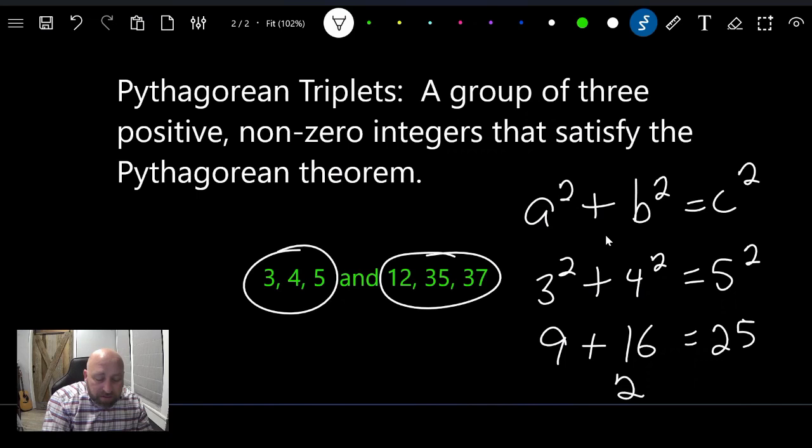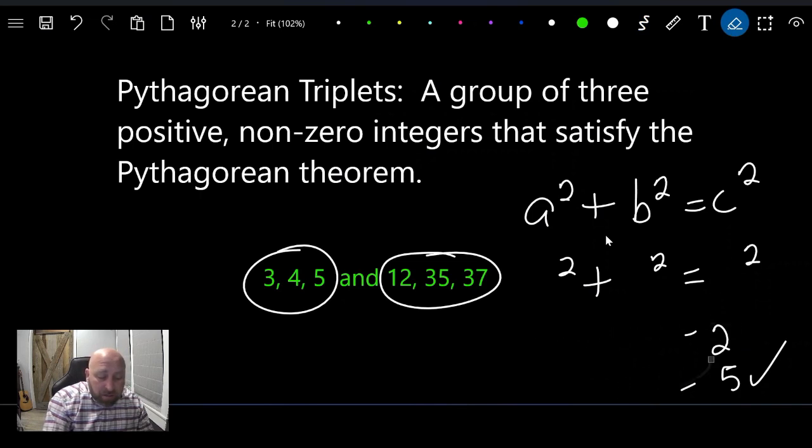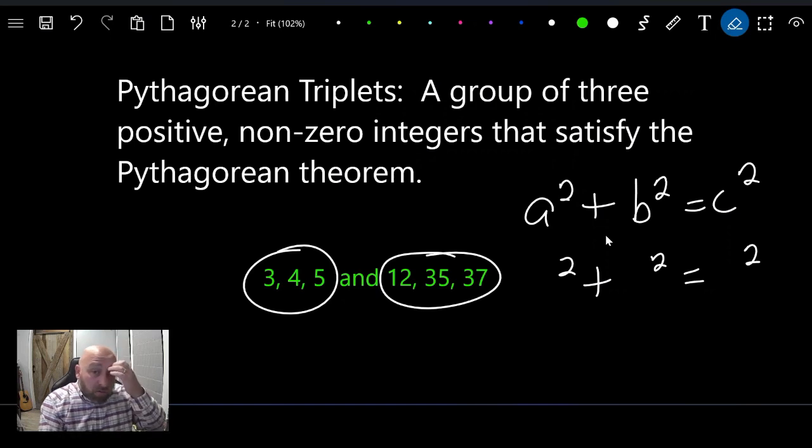9 plus 16 is 25, equals 25. And yes, that is correct. So that's one of the Pythagorean triplets. You could also go ahead and in this space try some other things and just see, does that work for everything?